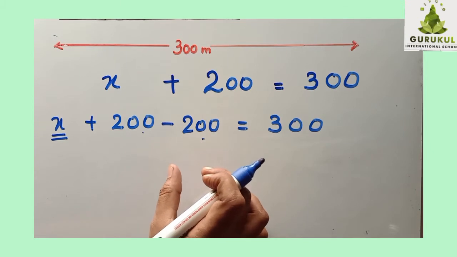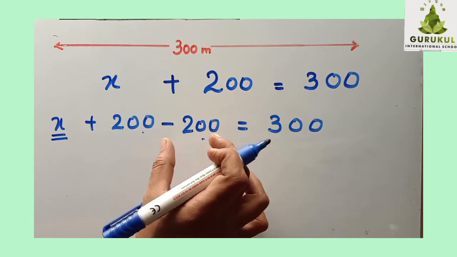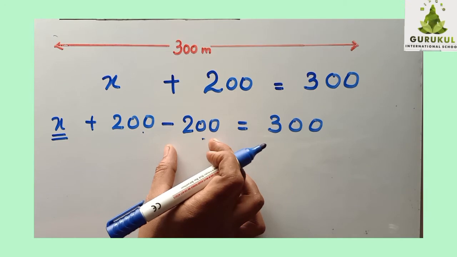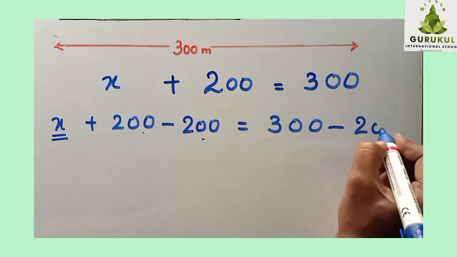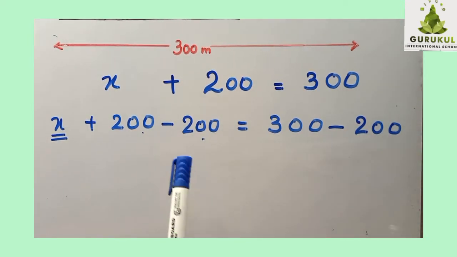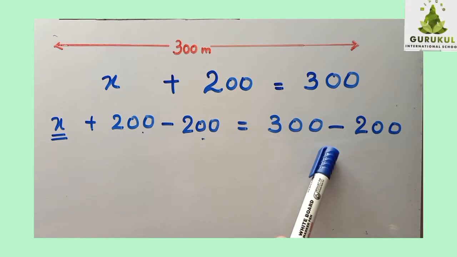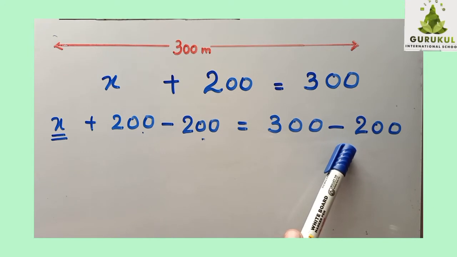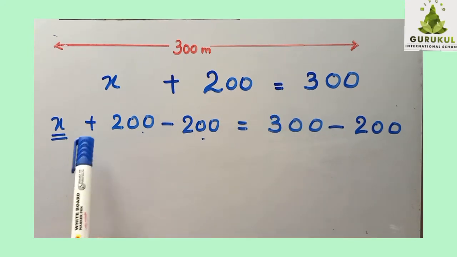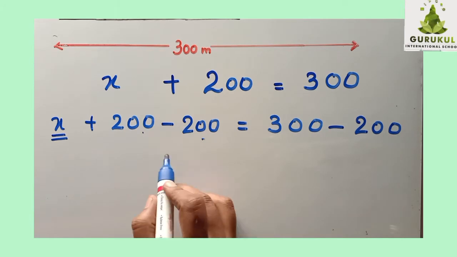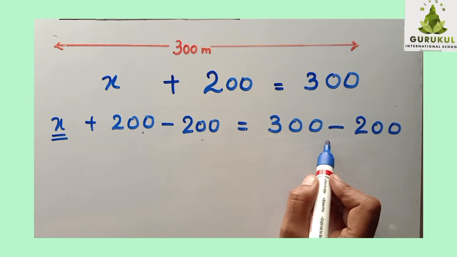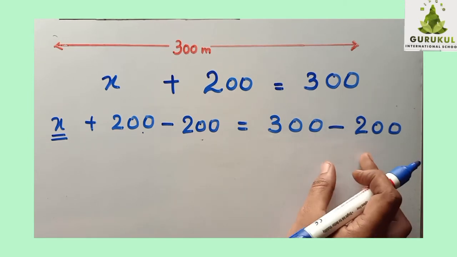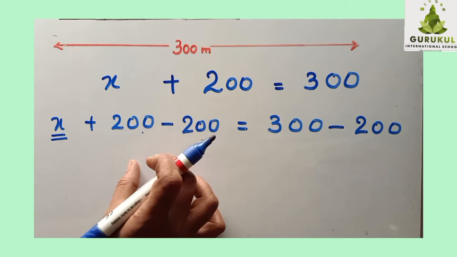Now be careful. If you subtract or do any operation on the left hand side, the same operation should be done on the right hand side also. Is it clear? So I will do the same operation here. Then only the left hand side and the right hand side will be balanced. This equality will exist only if the left hand side and right hand side get balanced. So whatever operation I do on this side, the same operation you should do on the right hand side, or whatever you do on the right hand side, the same operation you should do on the left hand side.